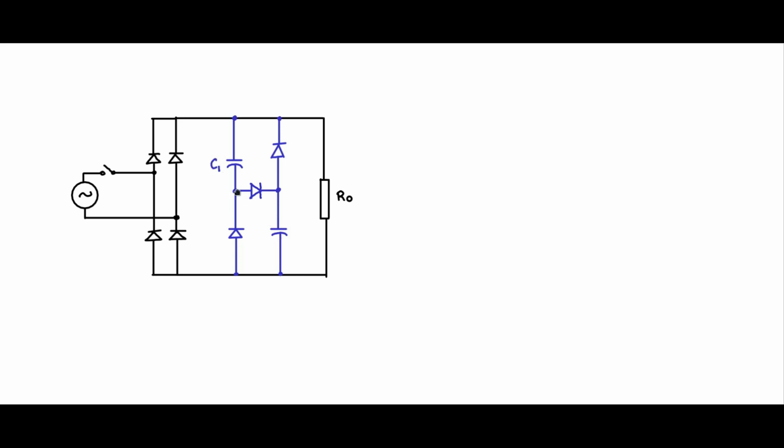So let us call this C1, this is C2, X, Y, and you have Vi and V0. So let us look at the wave shapes at various nodes to understand this a bit better.